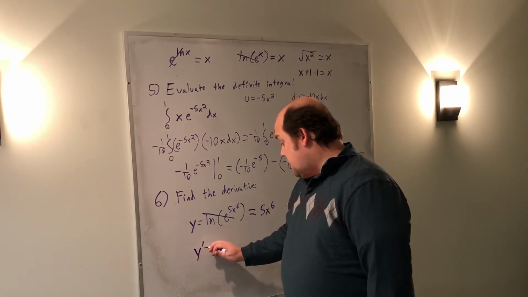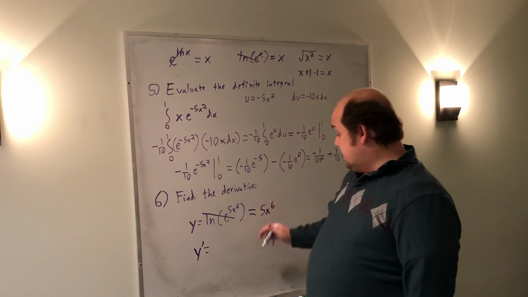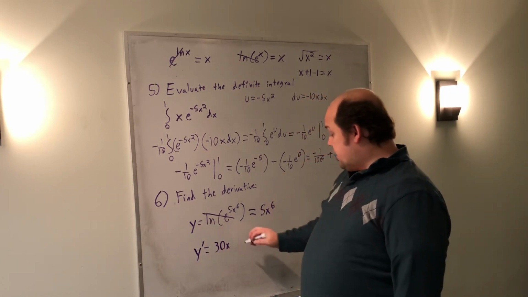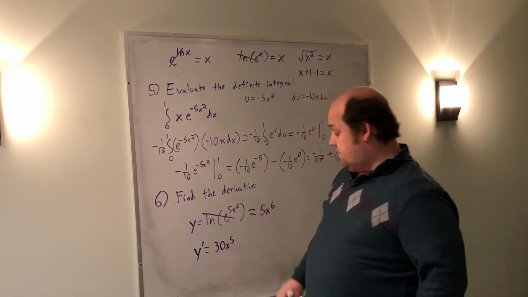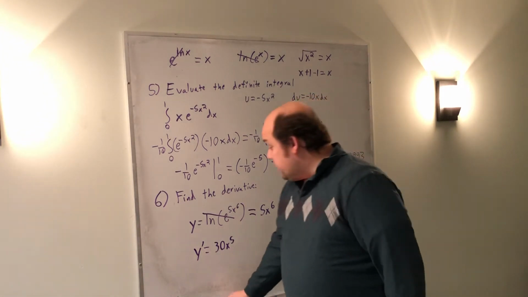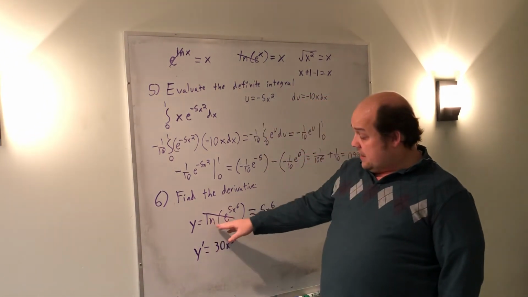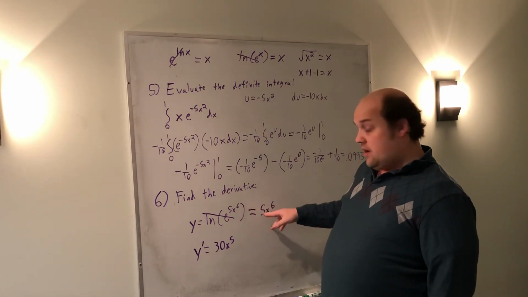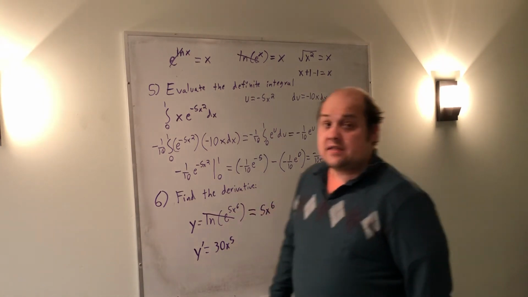To do that, I just use the power rule. 6 comes down, 6 times 5 gives me 30x, subtract 1 from the exponent to the 5th. So the real key here was understanding that the ln and e were inverse operations, and I could just look at the exponent and find the derivative of the exponent to complete the problem.